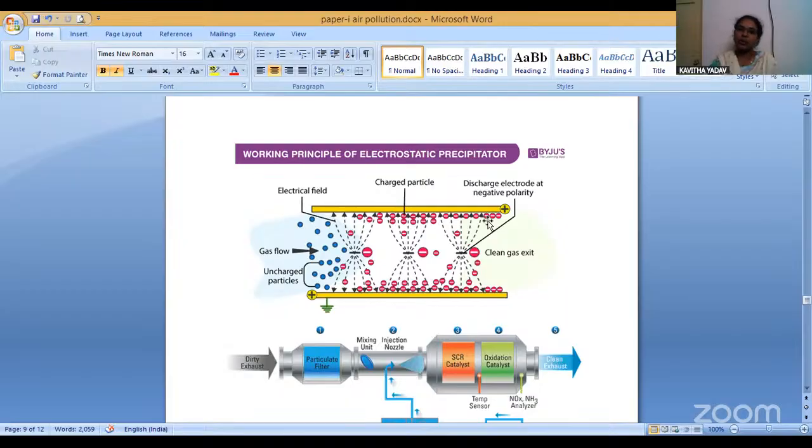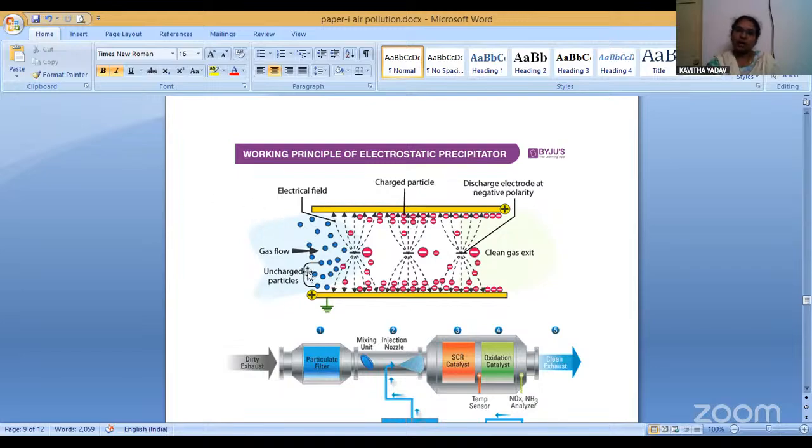It is a very beautiful thing to remove the unwanted particles, and the particles which are going to affect the environment can be removed by the electrostatic precipitator. This is a very beautiful one. It is a very appreciable one. Okay, up to here, everything is clear, I hope.